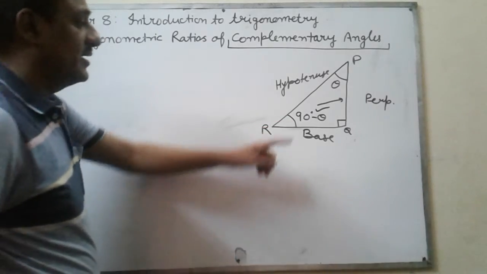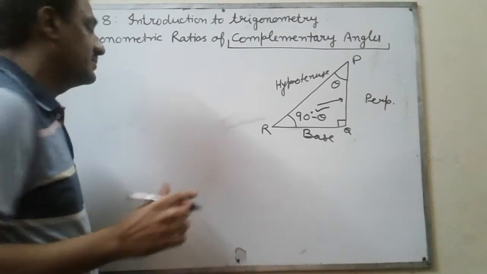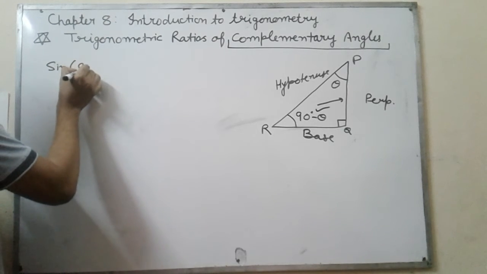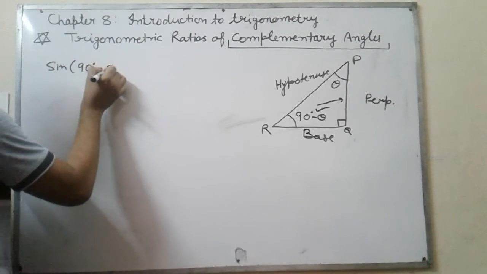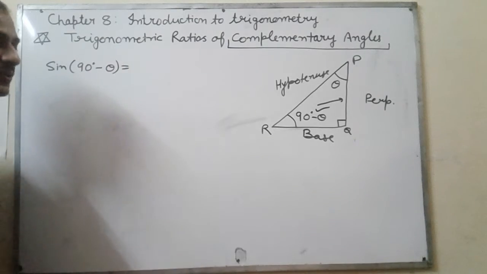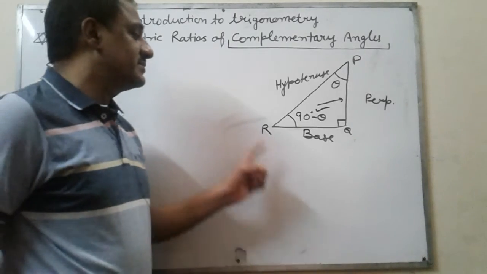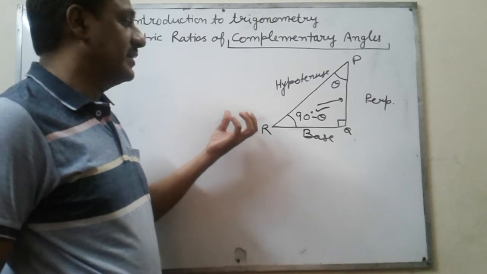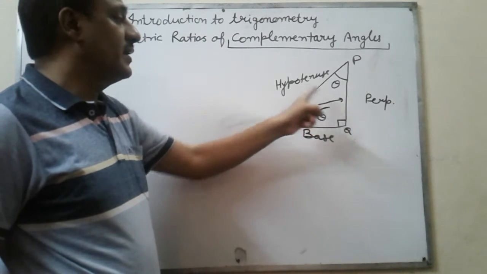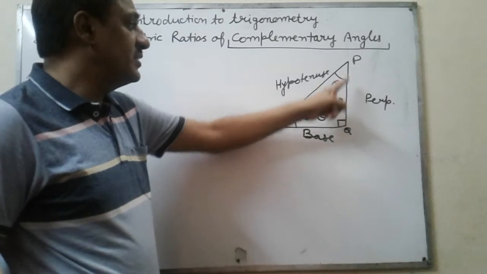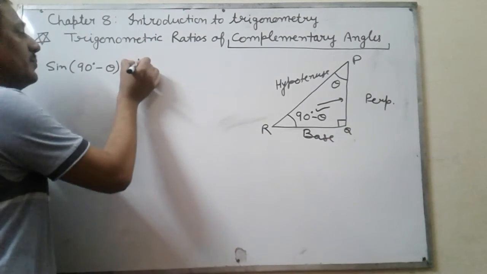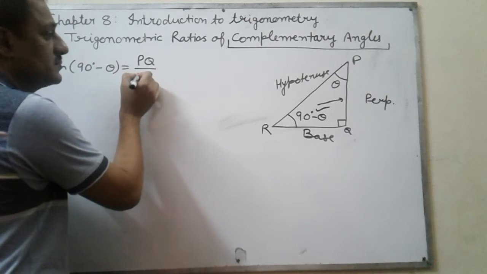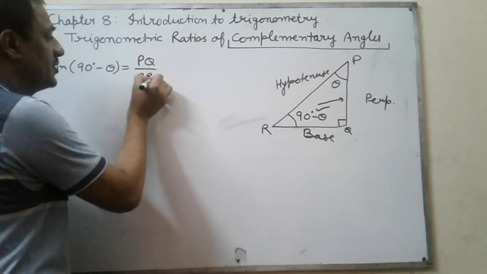With respect to this angle, I am going to write the trigonometric ratios. Sine 90 minus theta. As you know, sine theta is perpendicular upon hypotenuse. Here perpendicular is PQ, so sine 90 minus theta is PQ upon PR.